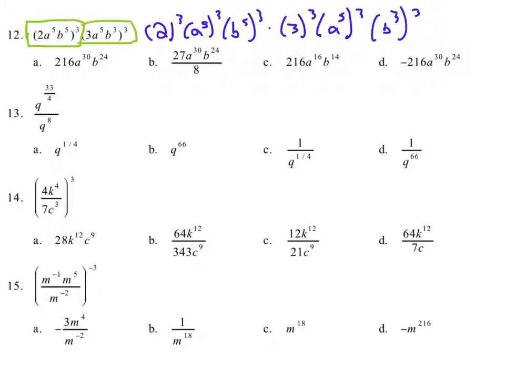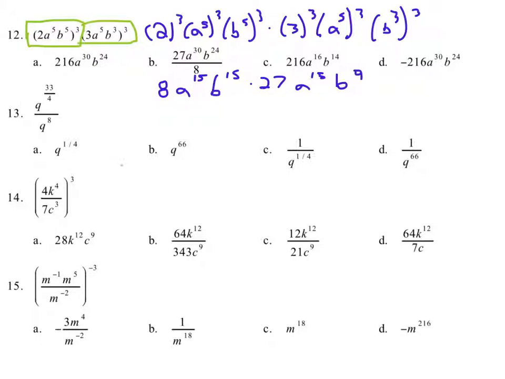So below, we have 2 to the third is 8. A to the fifth raised to the third is a to the 15th, power of a power, we multiply them. B to the fifth raised to the third is b to the 15th as well. We're going to do that times 3 cubed, which is 27. A to the fifth raised to the third is a to the 15th, and b to the third raised to the third is b to the 9th. Now when we multiply them together, we multiply the coefficients.